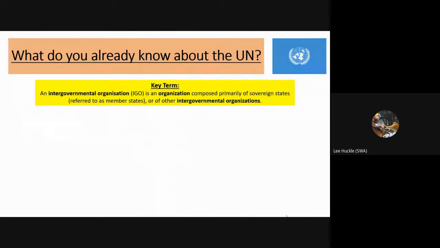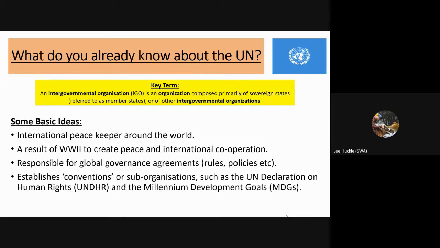We introduced the key term of what is an IGO, an intergovernmental organization. Again, I'm not going to read it to you because you can read it here and you've already got it in your notes. You must be clear on the definition of an intergovernmental organization. Then we broke this down into some basic ideas of IGOs, regarding what they actually do. So the role of peacekeeping around the world as a result of World War II, to try and ensure that another world war did not happen, to create peace, to create cooperation.